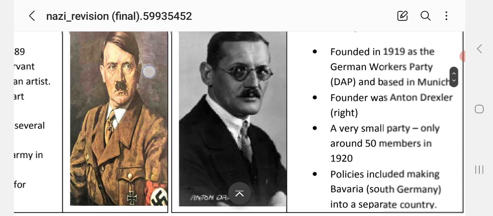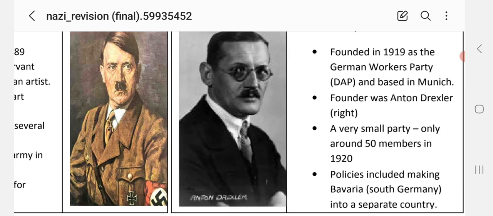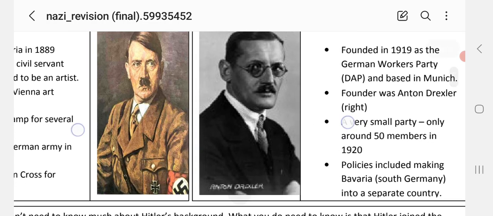The Nazi Party was formed in 1919 as the German Workers' Party, or DAP, and it was based in Munich. The founder was Anton Drexler, as seen on the left. A very small party, only around 50 members in 1920. Policies included making Bavaria, South Germany, into a separate country.